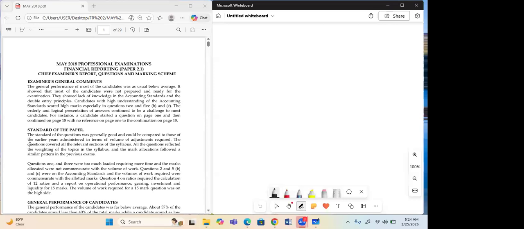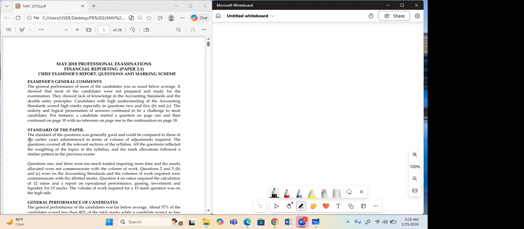It says that candidates with high understanding of accounting standards scored high marks, especially in question 2 and 5B and C. The orderly and logical presentation of answers continued to be a challenge to most candidates. They say you have not been preparing your solutions well. If your handwriting is not legible enough, that is a reason why you may not get the marks. At professional level, as a chartered accountant, you are seen as somebody with a high level of knowledge in accounting and finance. You cannot be at that level and have illegible handwriting. So make sure that you work on your handwriting.